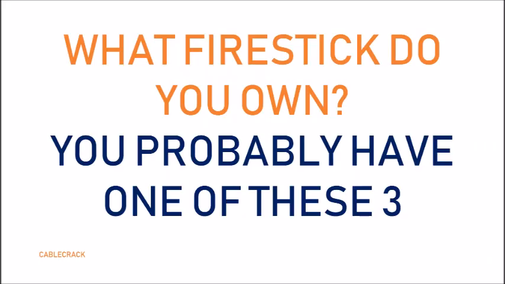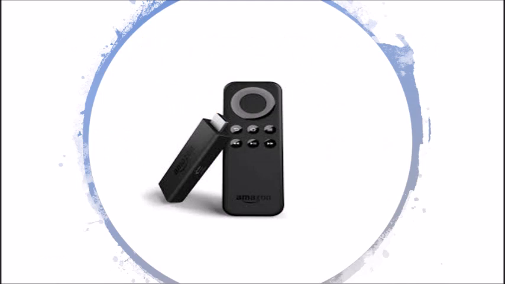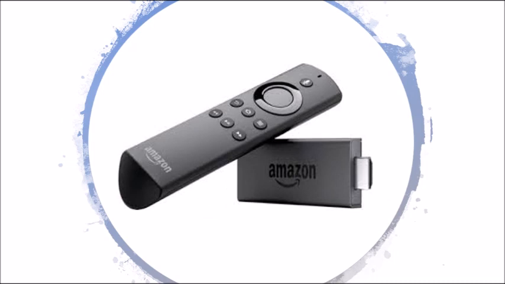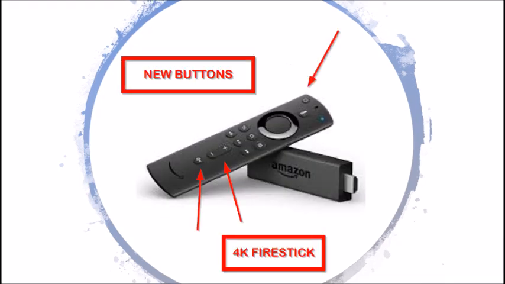Okay, so let's talk about what Fire Stick you own. You probably own one of the three that I'm about to show you. The older Fire Stick looks like this. It's a little bit more rectangular. Then the next Fire Stick wasn't as rectangular, and that one is still effective. And obviously the brand new one that just came out probably in the last 4 months, that Fire Stick has additional buttons on it. It has a new volume button and a mute button, so you can control the volume from your Fire Stick and not have to use your separate TV remote.